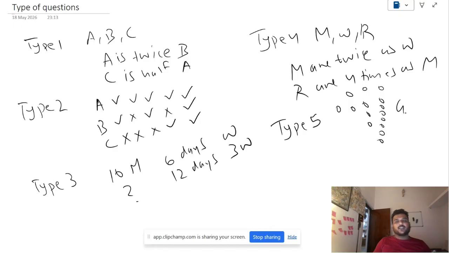So either it will be in a geometric progression, or it can be increasing by 2 every day. So it can be an arithmetic progression, but pretty straightforward type. But these are the major types of questions that will come.